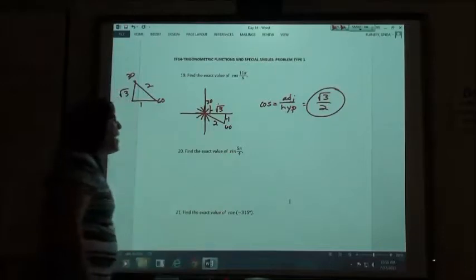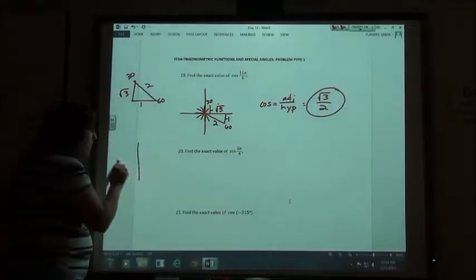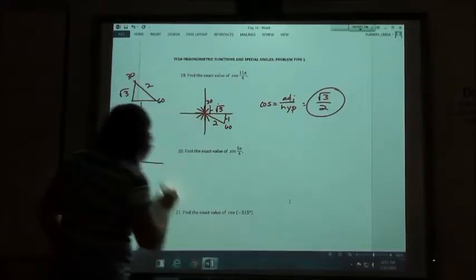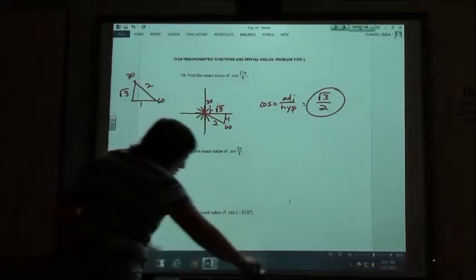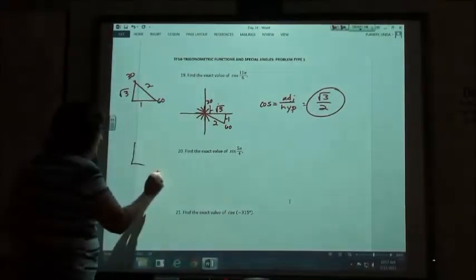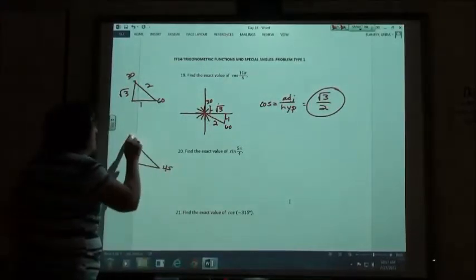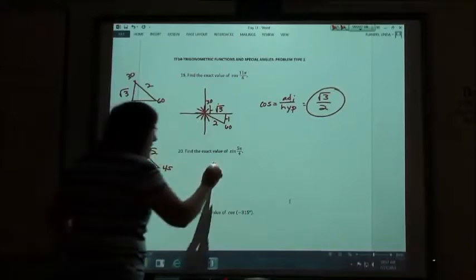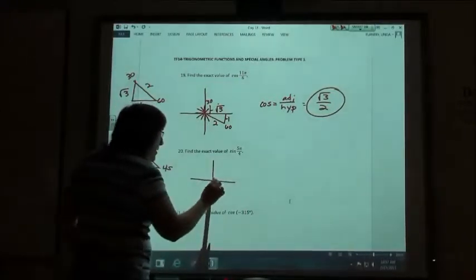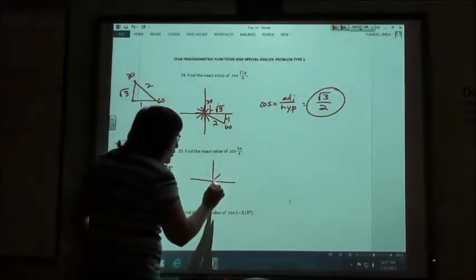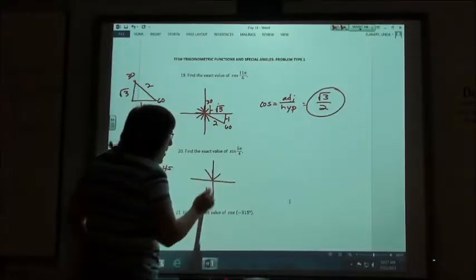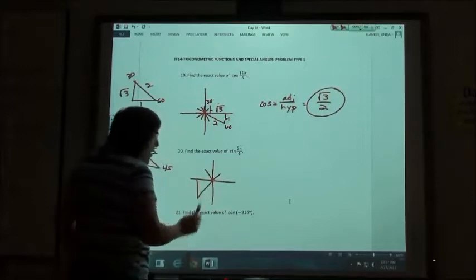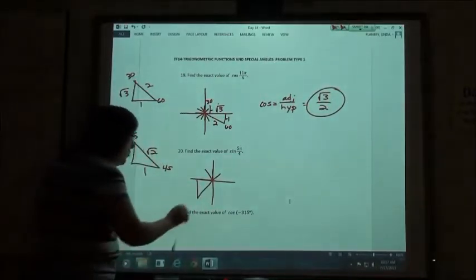Here we're doing 5 pi over 4. Since it's over 4, we know that it's a 45, 45, 90. So if it's a 45, 45, 90, we've got 1, 1, and the square root of 2. Figuring out where that's at: 1 pi over 4, 2 pi over 4, 3 pi over 4, 4 pi over 4, 5 pi over 4 ends up being over here in quadrant 3.